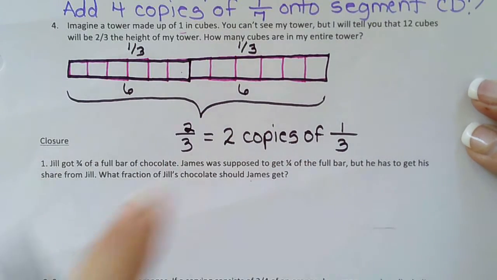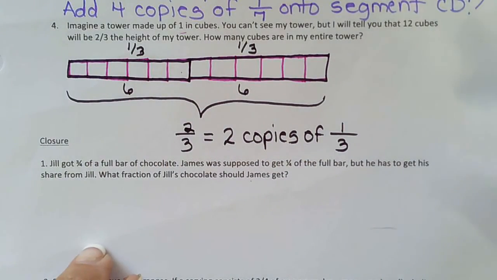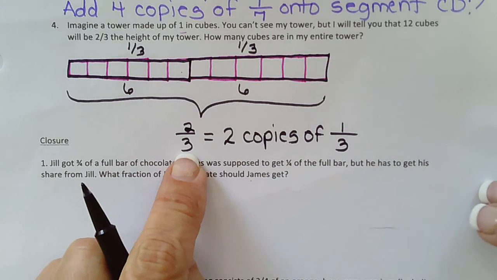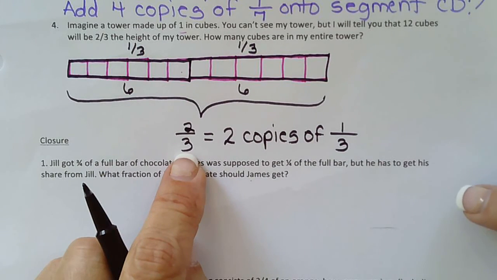So we can see our 2 copies. Well, our tower is going to be the whole. So how many do we need to add on to make a whole? We have 2/3. Don't we need 1/3 more? Because 2/3 plus 1/3 is 3/3.